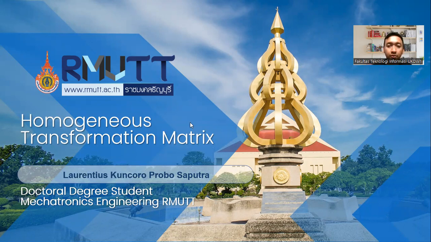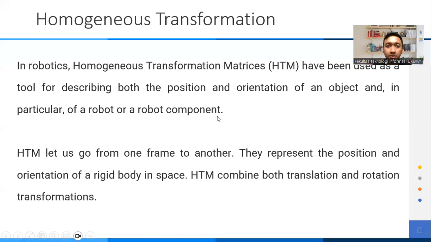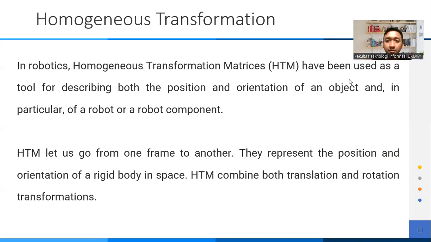In this video, I want to share and explain about the homogeneous transformation matrix. And what is a homogeneous transformation? In robotics, homogeneous transformation has been used as a tool for describing both the position and orientation of an object, and in particular of a robot or a robot component.